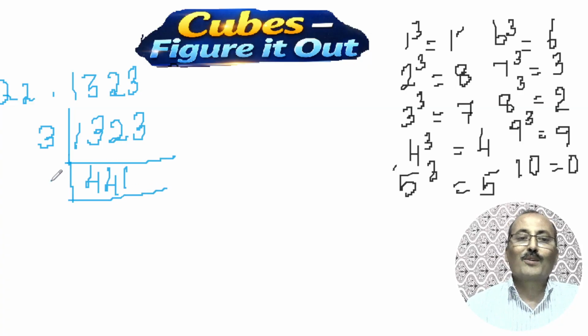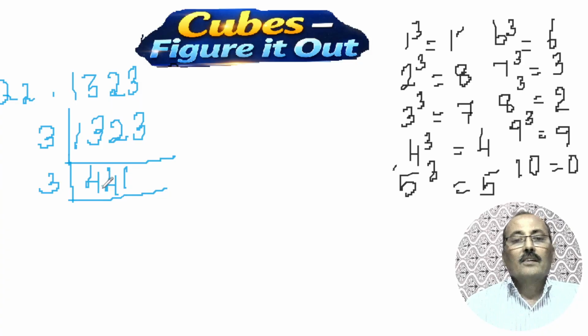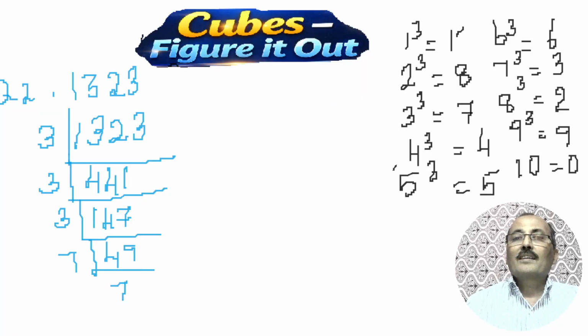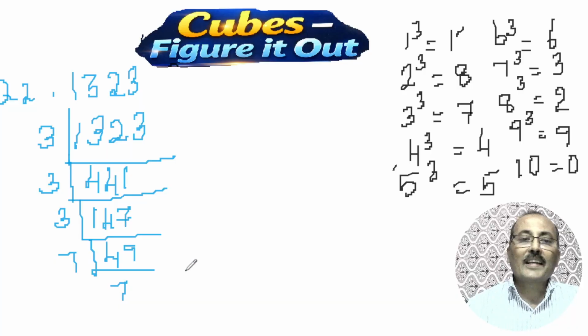21 means now we have to do what? Again 3. 3 ones are 3, and 4 and 7, 147. Again with the 3 table it will be possible. 3 fours are 12, again 2, 9. Now 49 is divisible by 7 and 7. Remember, is it a perfect cube?